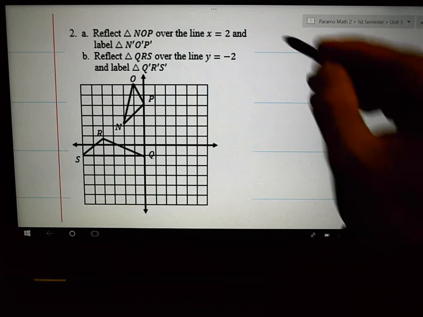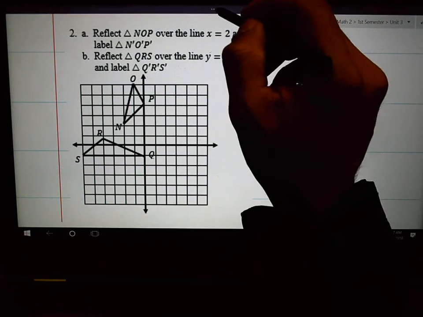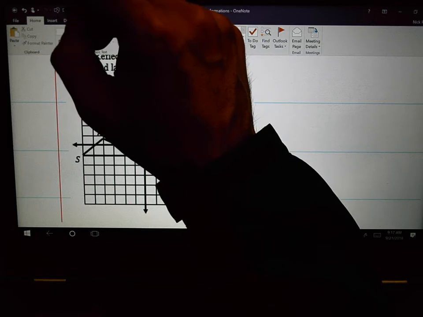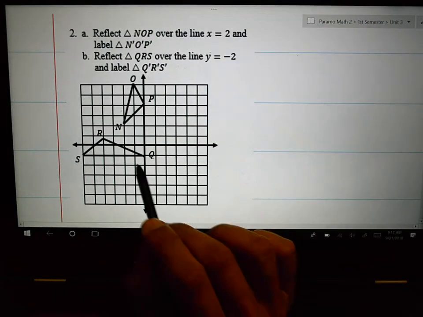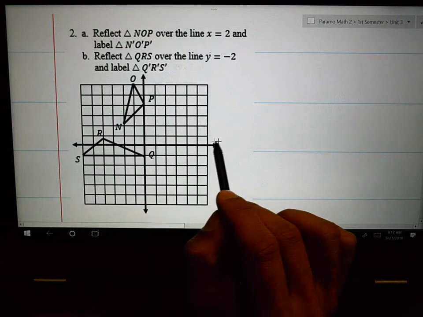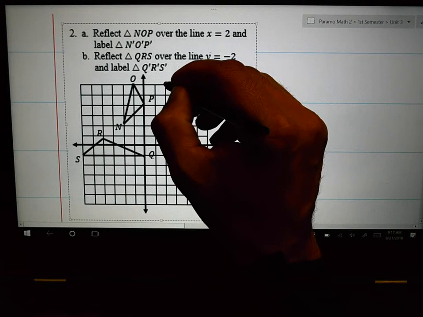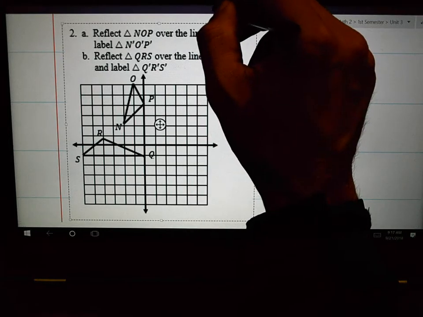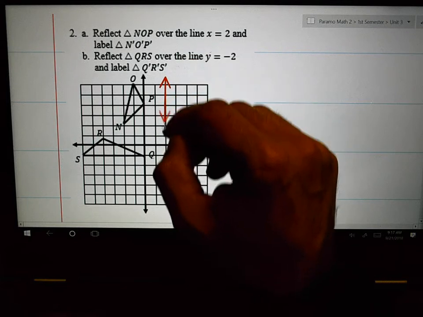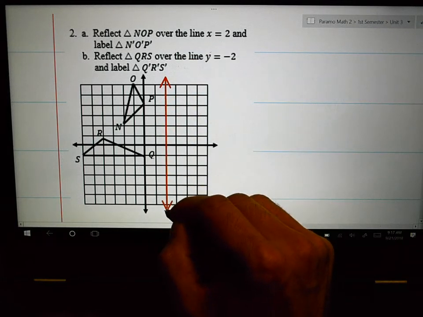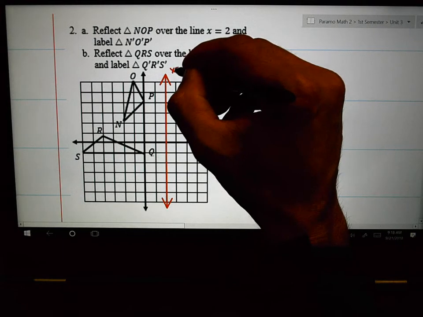Okay, so now it says reflect this triangle over the line x equals 2. So I would first recommend that you draw a line at x equals 2. So I'm going to put a line here at x equals 2. I go over here. This is my x-axis. X equals 2 is this line. It's a vertical line. So the first thing that I'm going to do, hit that line button again, is I draw my vertical line, my x equals 2 line.